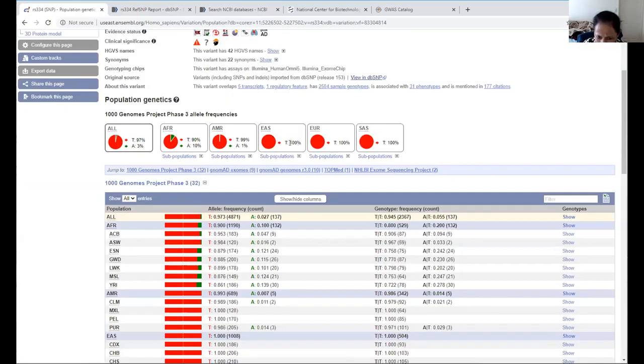So what does it mean? If this position in an East Asian, European or South Asian population becomes a C, what does that mean? It just means it's not going to be tolerated, because evolutionarily, in everybody, it's only a T. So if this is something else, maybe it's going to cause a problem. That's what this actually means.